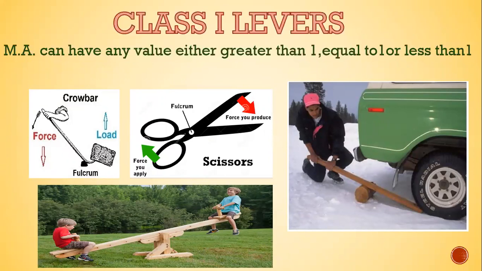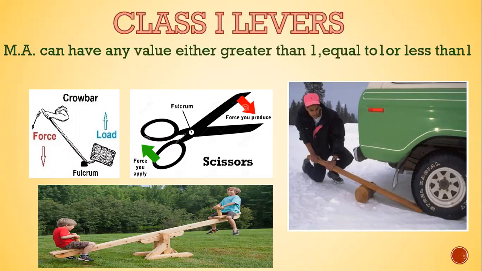Then for scissors, you can see the fulcrum is in between the load and the effort, but the fulcrum is near to the effort, whereas the load is at a larger distance from the fulcrum. So in this case, we have the load arm greater than the effort arm. Therefore, the mechanical advantage for this type of class 1 lever, that is for scissors, will be less than 1, because here the denominator is greater.